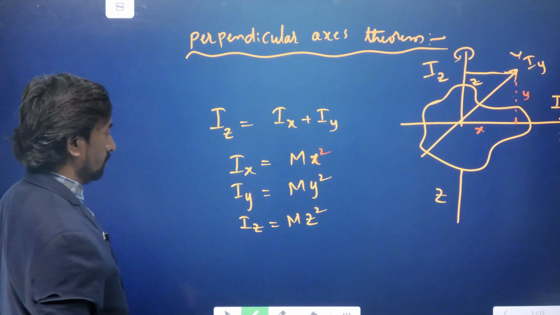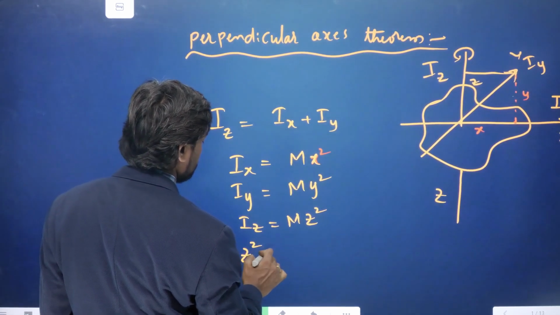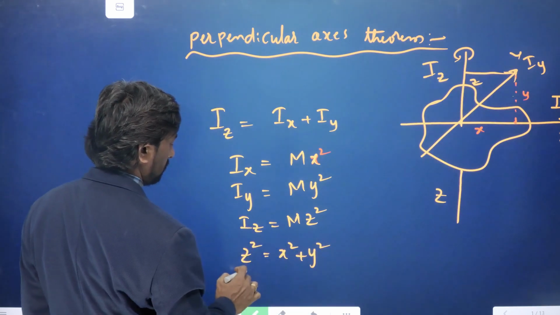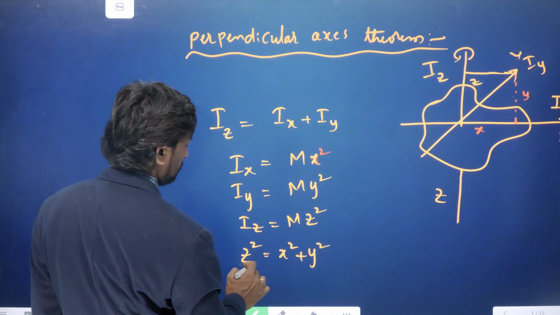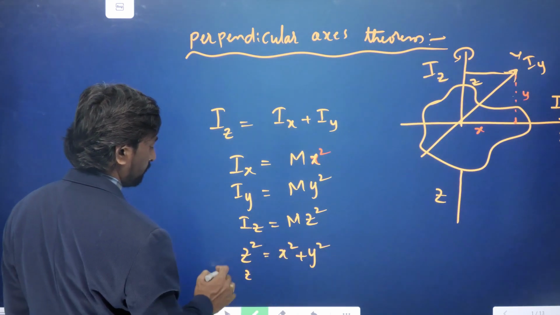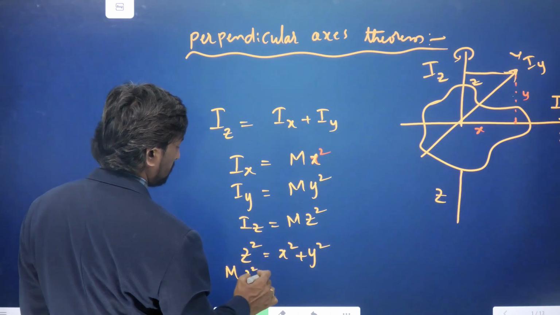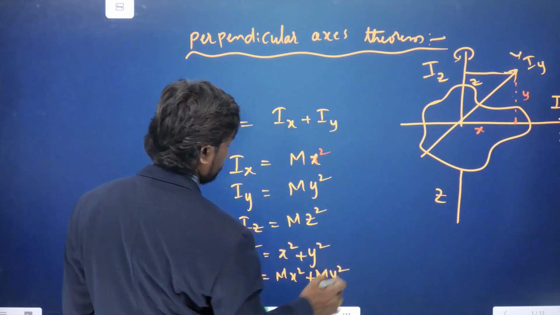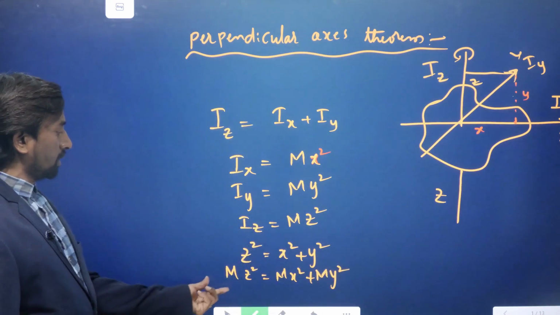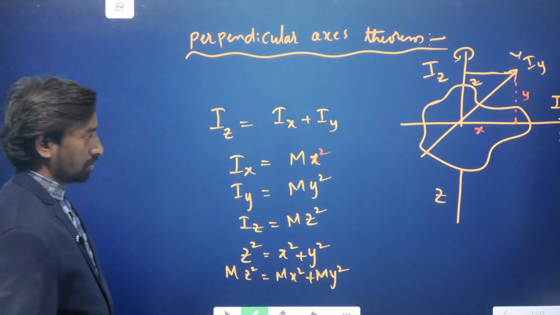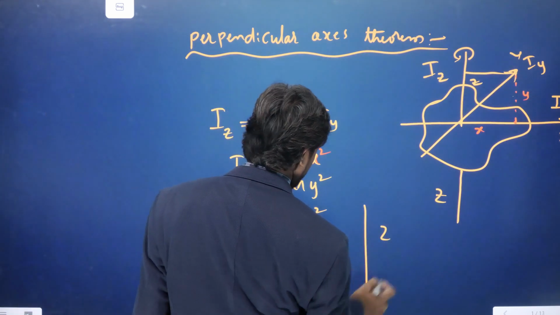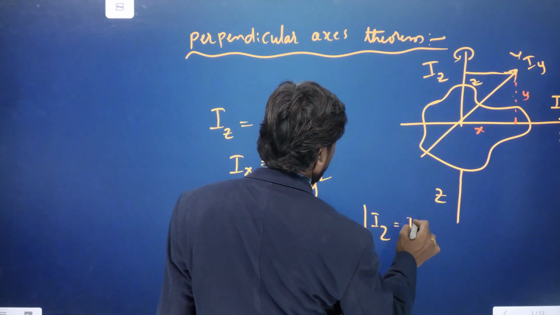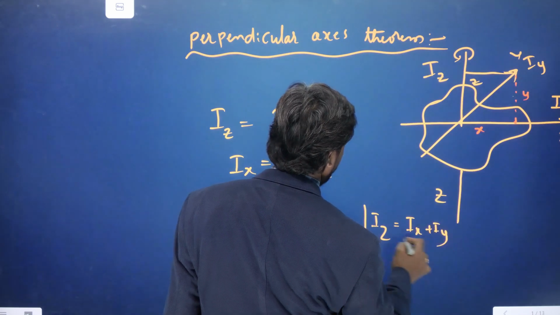Now by applying the Pythagoras theorem, we will get z square is equal to x square plus y square. Now if you multiply, m into z square is equal to m into x square plus m into y square. So m into z square is nothing but the moment of inertia about the z axis. So the moment of inertia about the z axis will be equal to the moment of inertia about the x axis plus the moment of inertia about the y axis.